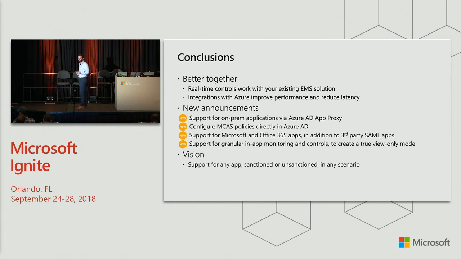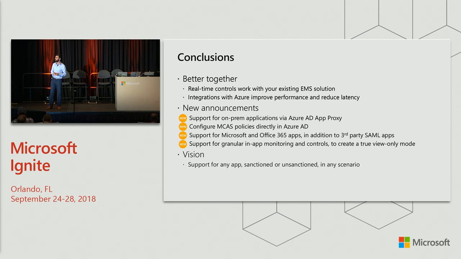The announcements that you just saw, just to recap everything that we announced on one page: support for on-prem applications via the app proxy, the ability to start configuring basic MCAS session policies directly within Azure AD, support for a bunch of Office and Microsoft applications, in addition to the third-party apps that we'd already supported and GA'd back in June. And then, of course, support for these granular controls that we're bringing to various applications like Box that let you take powerful actions beyond just downloading files, and controlling and monitoring those.